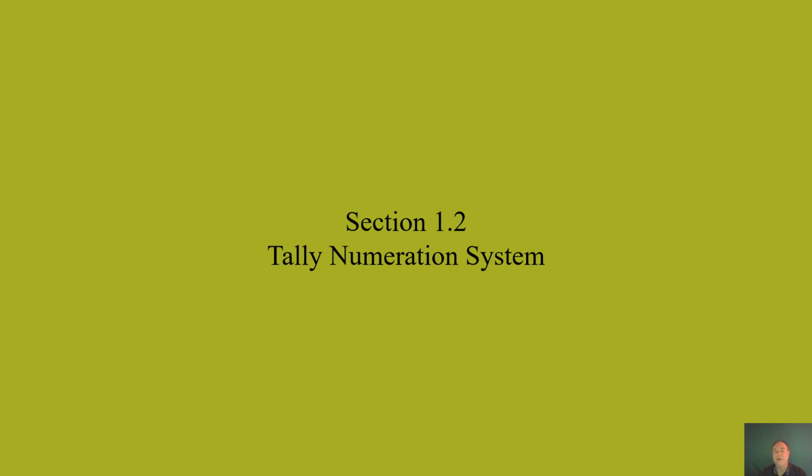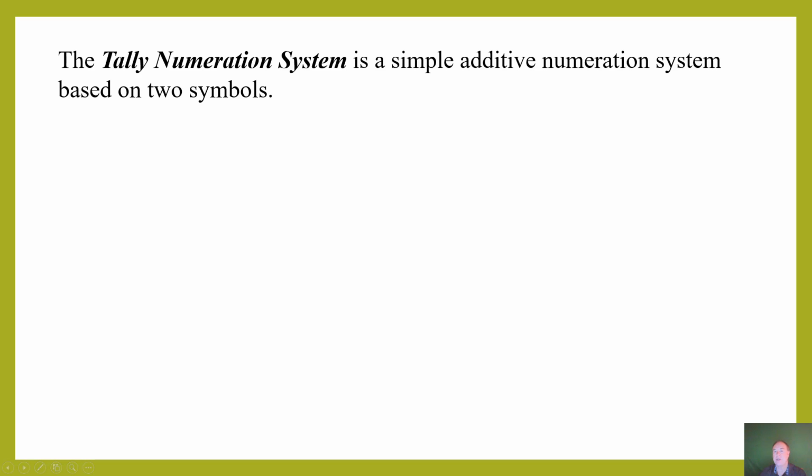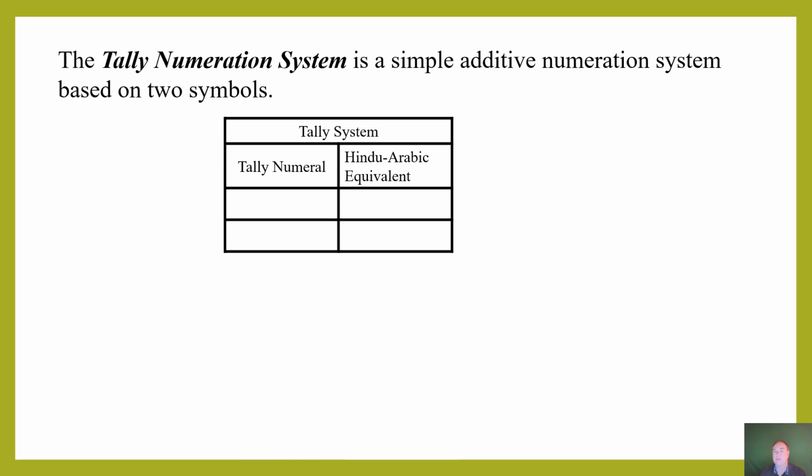Section 1.2, the tally numeration system. The tally numeration system is a simple additive numeration system based on two symbols. We have a single stroke, which represents 1 as a Hindu Arabic equivalent. Then we could have 4 single strokes with 1 diagonal to represent 5 in the Hindu Arabic numeration system. Note, 5 may also be written as 4 strokes with a diagonal going the opposite direction. The direction of the diagonal makes no difference.